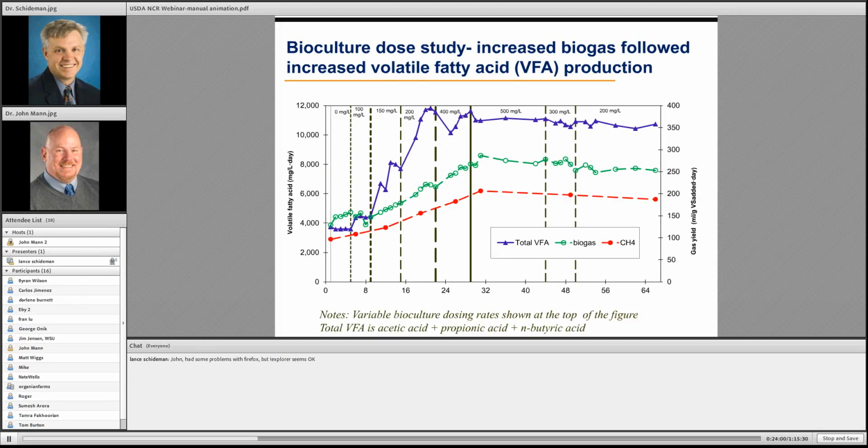But pretty much the biogas, which is shown in the green, and the methane, which is shown in the red, tracked with the VFA production. So it's just as we expected. As you increase the VFA production, you get more biogas out of the system.